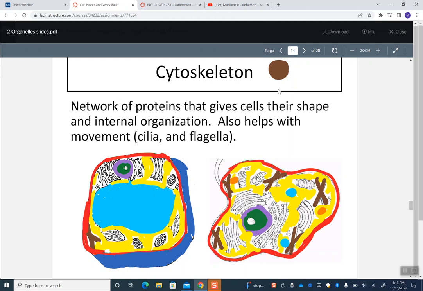It provides structure. So it's a network of proteins, and it helps give cells their shape and helps give them some internal organization, so all their organelles aren't just moving around wherever they want to be. They can also help with movement, like cilia and flagella that will help the cell move around.